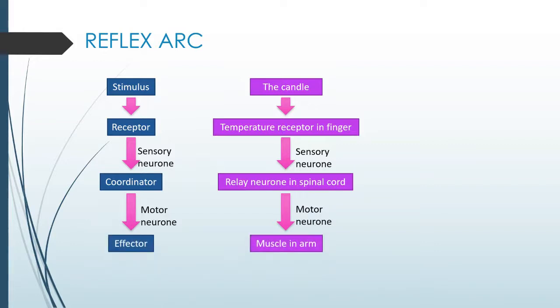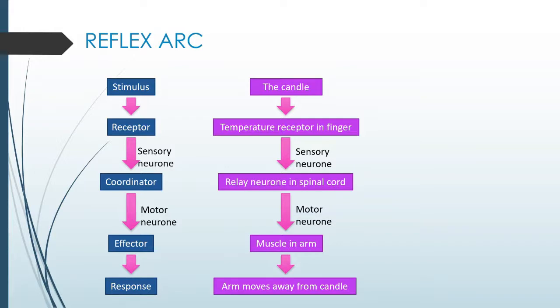The motor neuron then transfers the impulses to the muscle in your arm, which is the effector organ, and it gives a signal to the muscles to move your hand away from the candle, which is the response. So here you can see a stimulus, which is the candle, the receptors present in your finger, the coordinator, that is the relay neuron, the effector, that is your muscle, and the response, which is your arm being moved away from the candle.